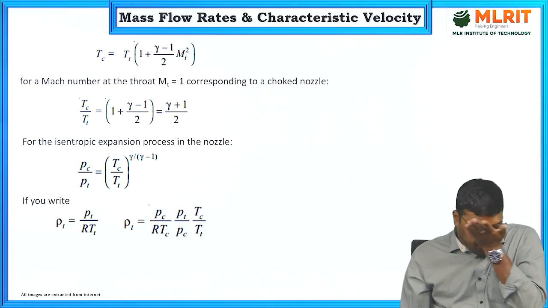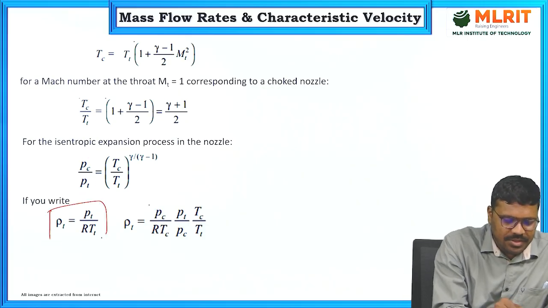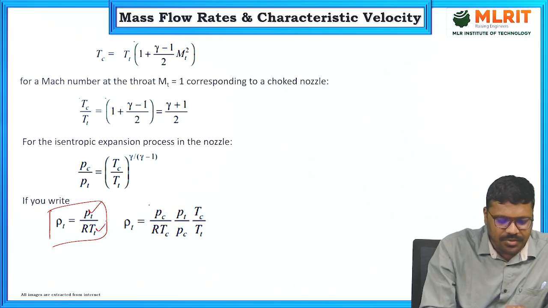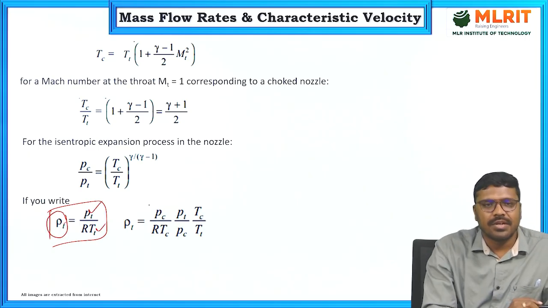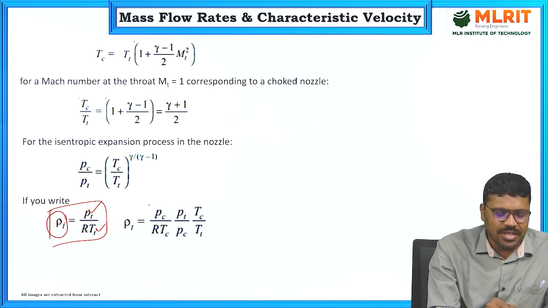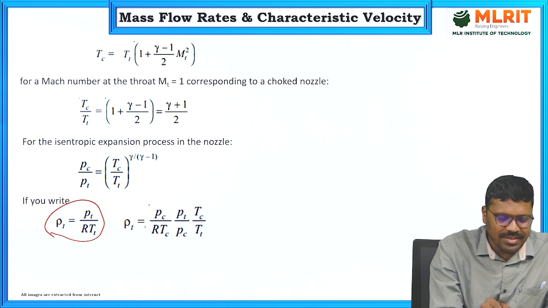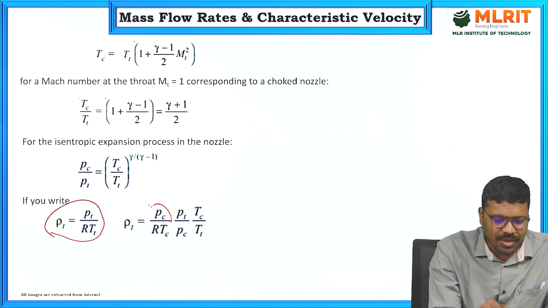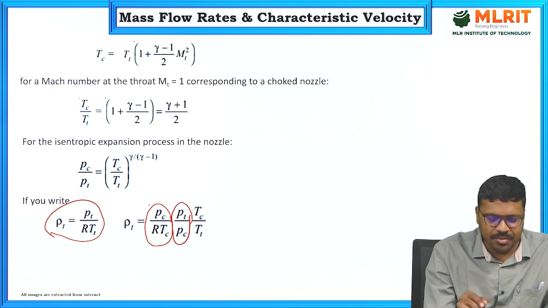Before that I want to simplify that. So this is in terms of pressure at the throat and temperature at the throat, but I want to turn this density equation, rho t, in terms of parameters at the combustion chamber. So what I want to do is rewrite this equation as rho t is equal to Pc by R Tc into Pt by Pc pressure ratio and Tc by Tt temperature ratio.